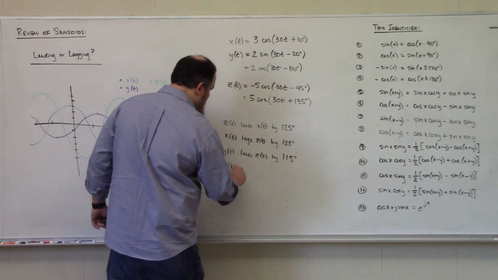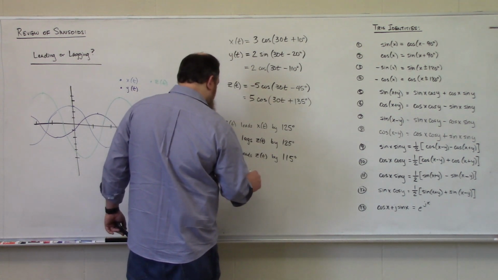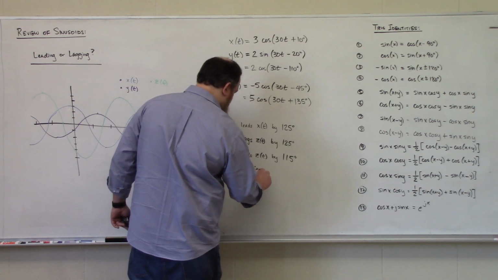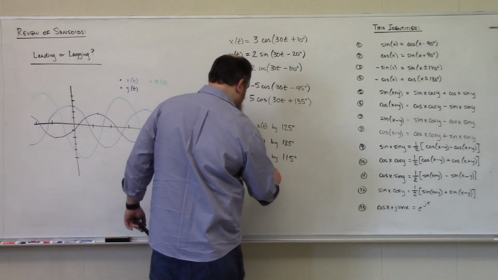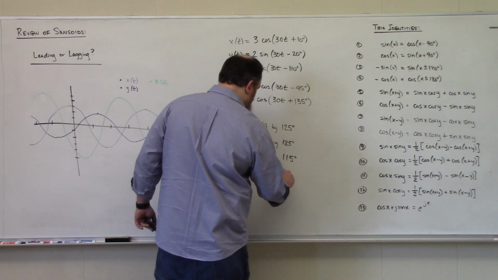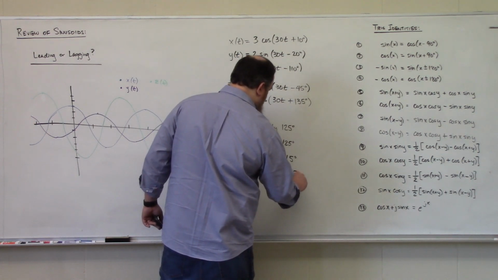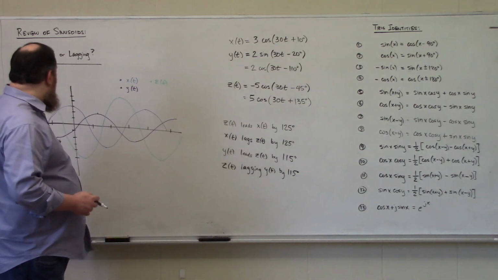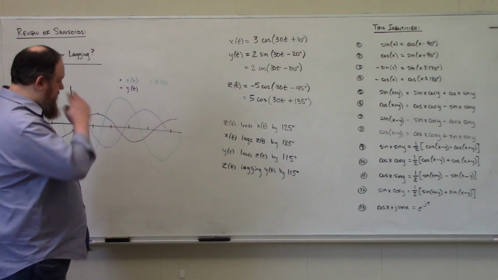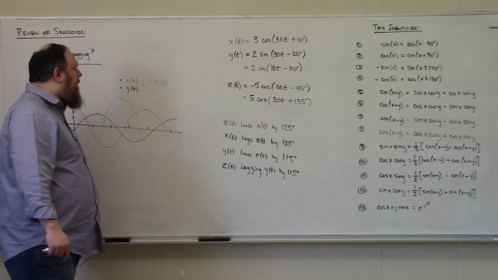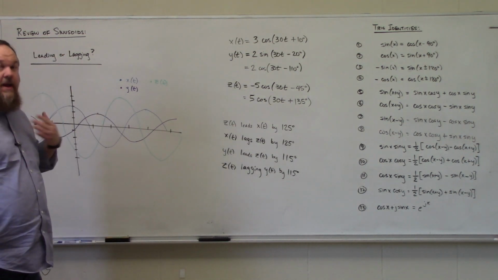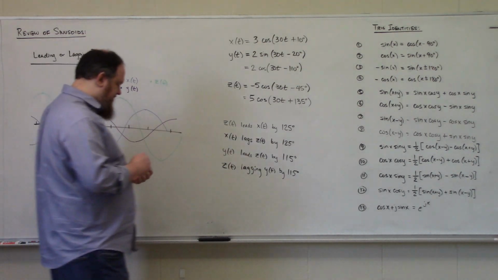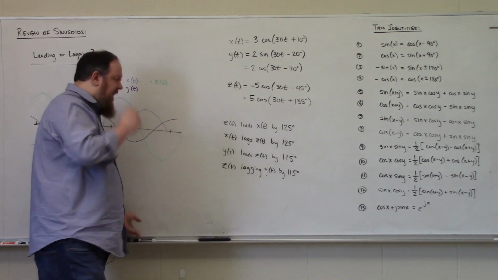We could again also express z of t as lagging y of t by that same 115 degrees. And if we wanted to, we could compare x of t and y of t as well. But let's introduce, in my opinion, a much easier method of making these comparisons, which is what's called the phase diagram.